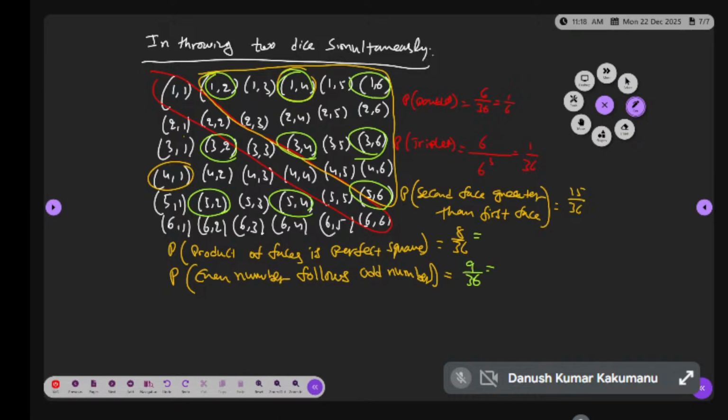You can simplify further. It is 2 by 13? No, this is 3 by 12. Correct, no? 3 by 12, further simplified, is 1 by 4. Very good. I was waiting whether you would respond 1 by 4. Be active, all of you.